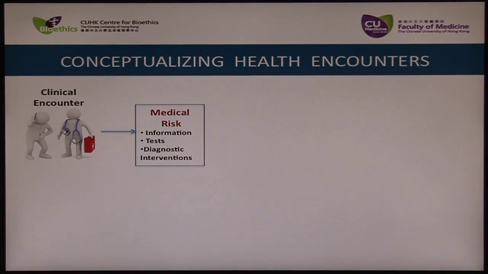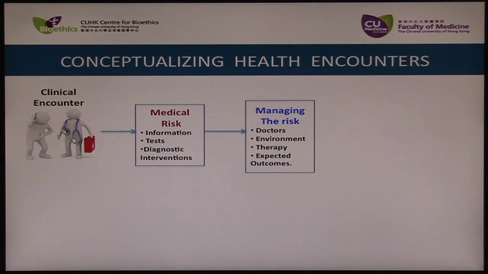Typically in a healthcare encounter or a clinical encounter, what we are doing is not only diagnosis, but really we are finding out information about a patient's medical risk. Now, this is an interesting concept that's recently been talked about. So we identify the medical risks on the basis of history, on information, tests, diagnostic interventions, and then we proceed to manage that risk. How do we manage that risk?